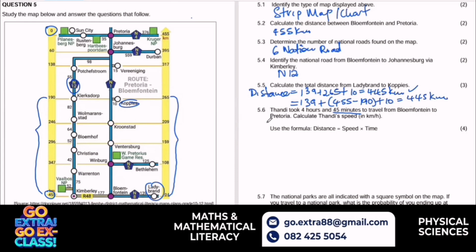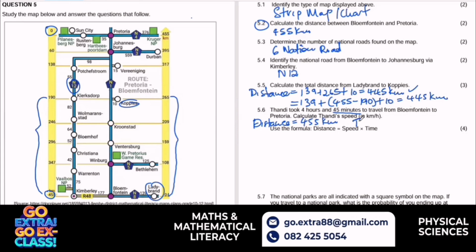So the distance we've already uncovered in 5.2. So what's the distance between these two destinations? We can see that the distance is about 455 kilometers. So there is no need for you to calculate it. We have already identified it there at the top. Now when it comes to time, we need to fix the time. The speed must be in kilometers per hour, and some of the time there is in minutes. So we need to change that.